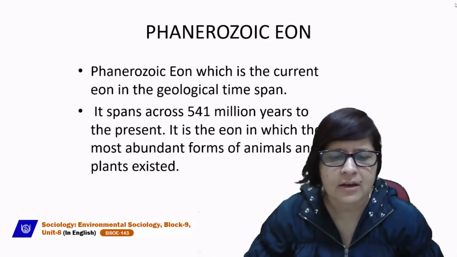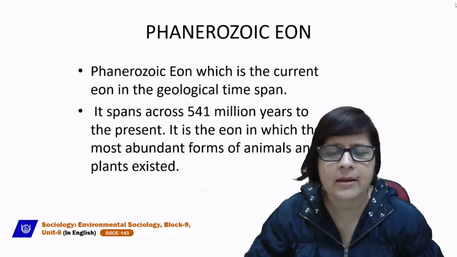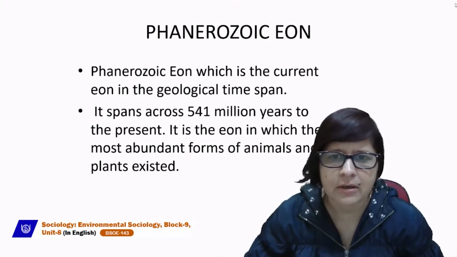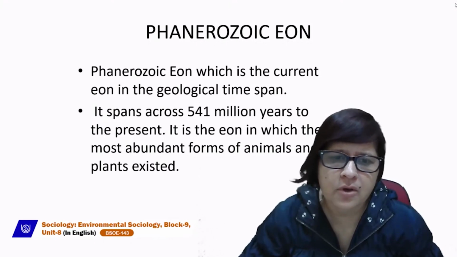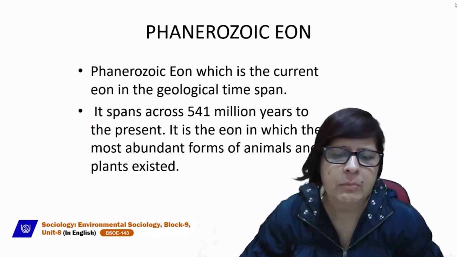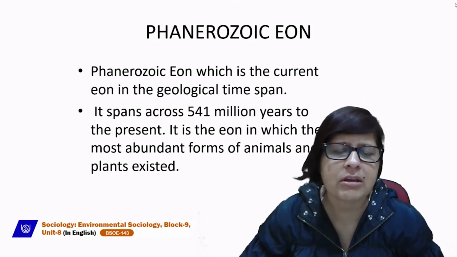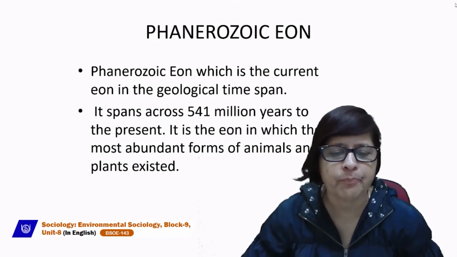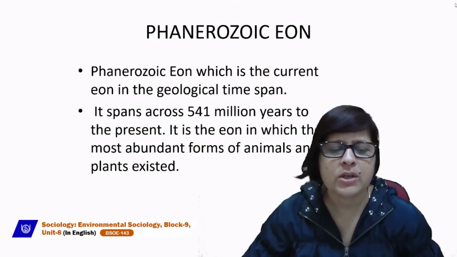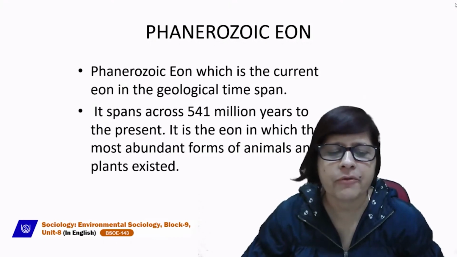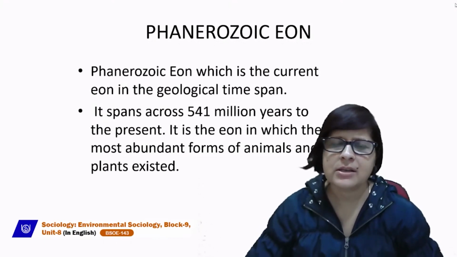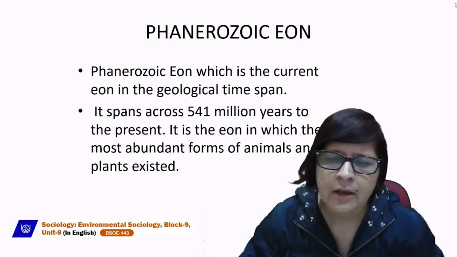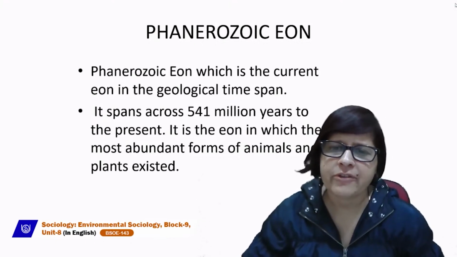It spans from 541 million years ago to the present, because till 541 it was the Proterozoic, and from 541 million years ago to the present is the Phanerozoic eon. It is the eon in which the most abundant forms of animals and plants existed, because in the Proterozoic, the complexity of life had started.